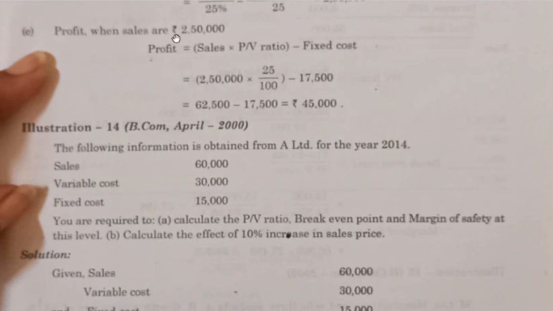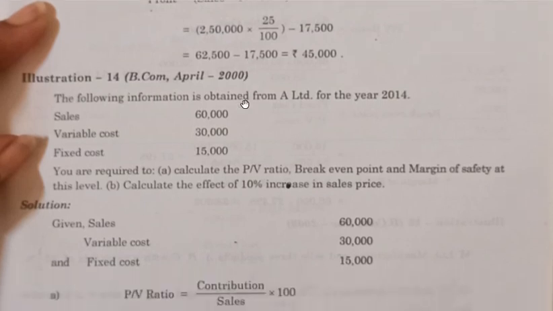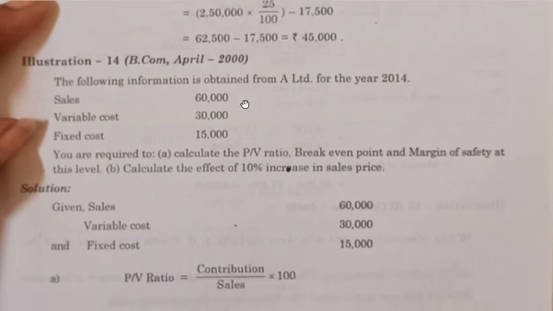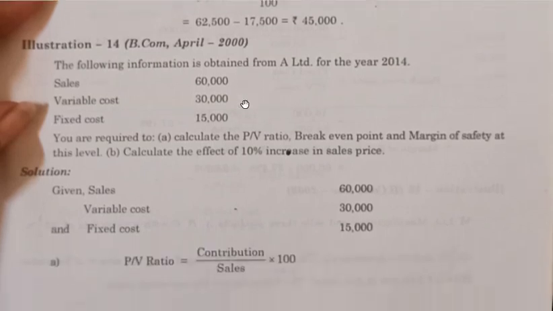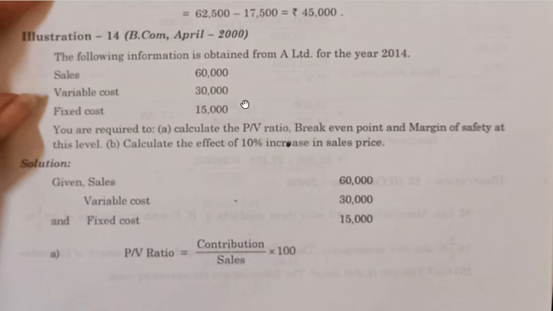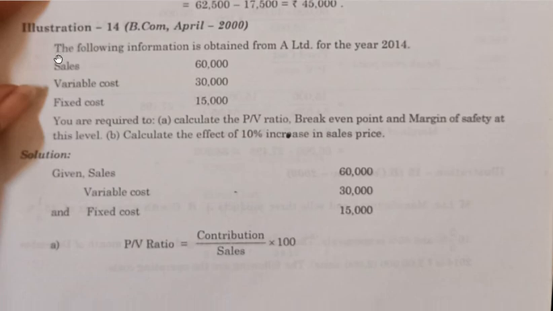Profit when sales is equal to 2,50,000. So profit we are supposed to find out because they are telling us the sales to be 2,50,000. So sales into PV ratio minus fixed cost. Sales is how much? 2,50,000 into 25%, your PV ratio, minus 17,500, which we will get 62,500 minus 17,500, which is equal to 45,000 rupees. So next illustration.